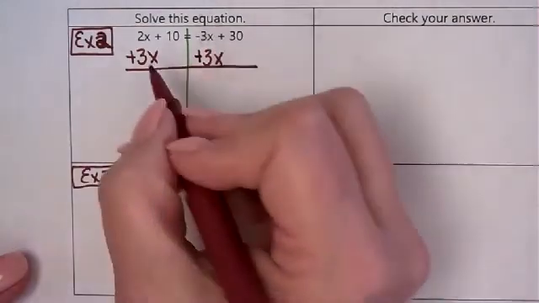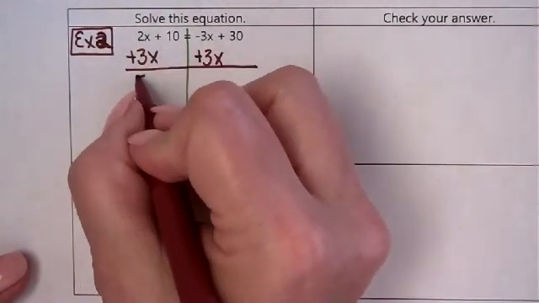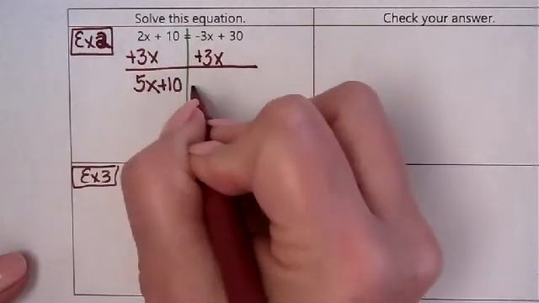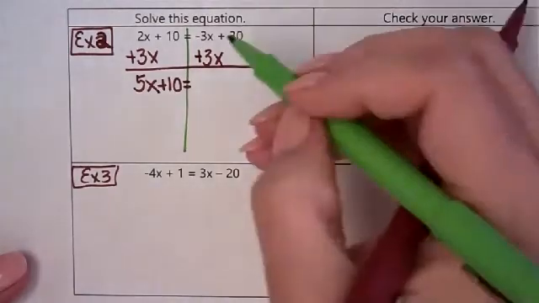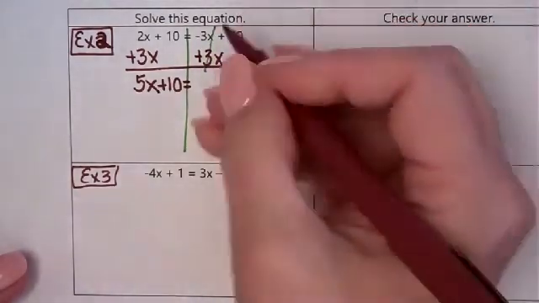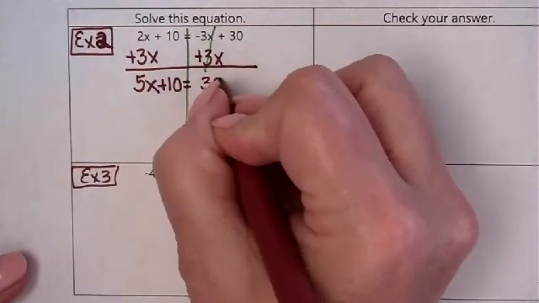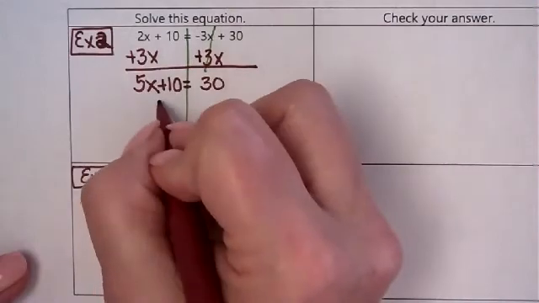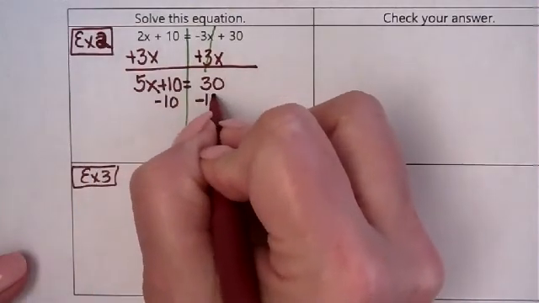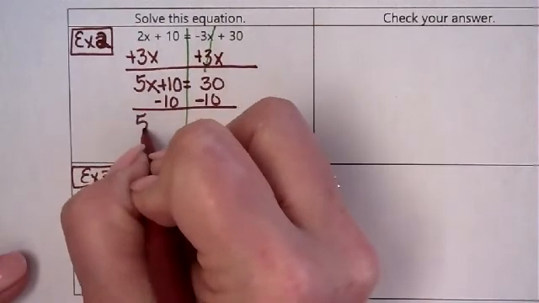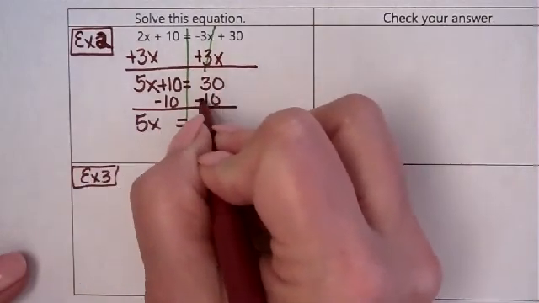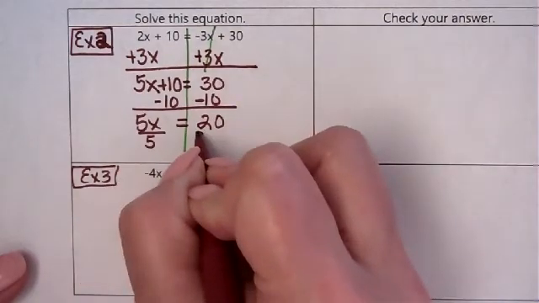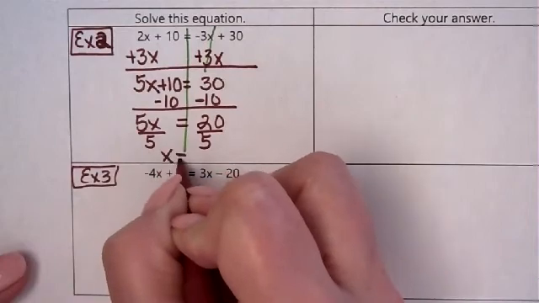Okay. And I'm going to have 2x plus 3x, which gives me 5x. I'm going to bring down that plus 10 equals. Now over here, minus 3x plus 3x cancels out, and that leaves me with 30, just like that. Now, same last 2 steps we're comfortable with. We're going to subtract the 10 from both sides. So we're going to have 5x equal to 30 minus 10, which is 20. And then we're going to divide by 5 on both sides. So I've got x equal to 4.